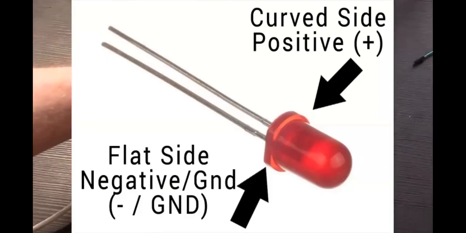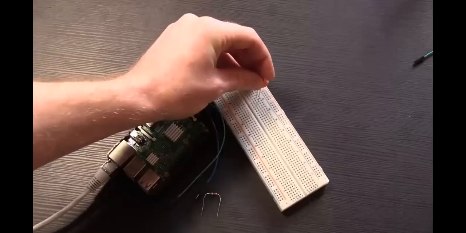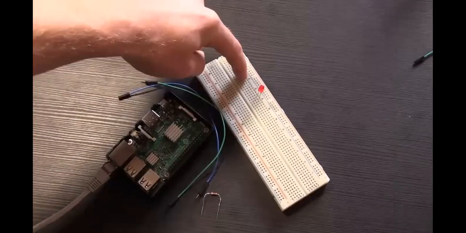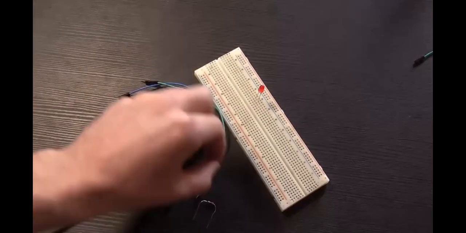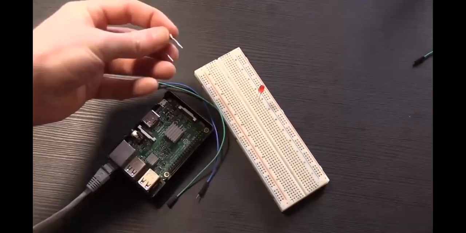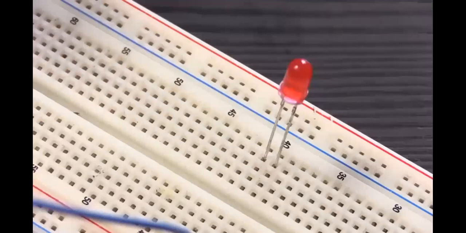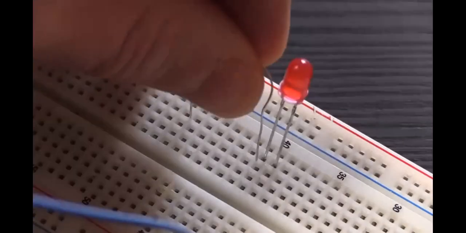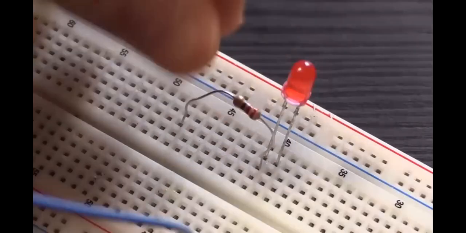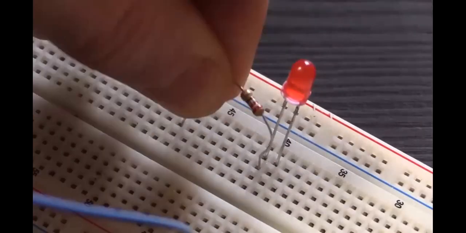So let's put it into our breadboard like this, with the positive side on the left here, and the negative side on the right. And now we take our resistor, and we want to make sure that one of the legs of the resistor is in the same line in this direction as the positive line of the LED, and then the other leg can go in somewhere along here.